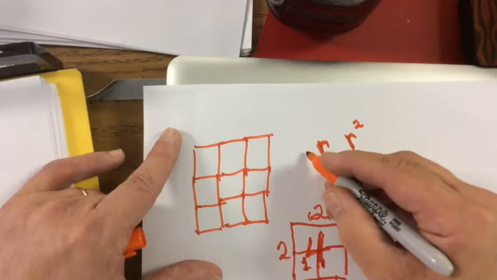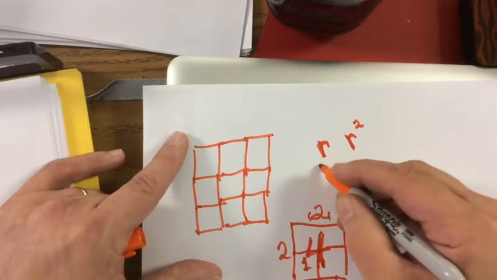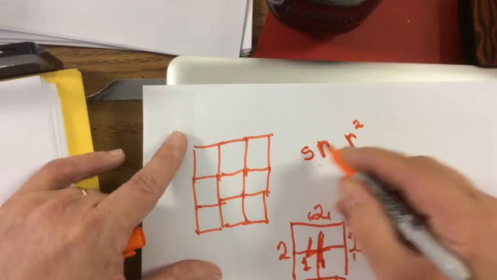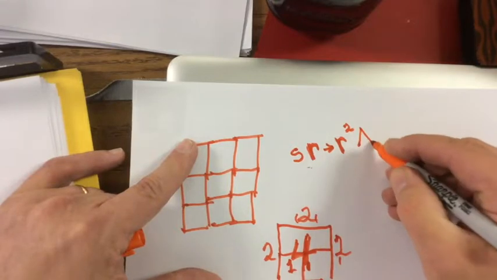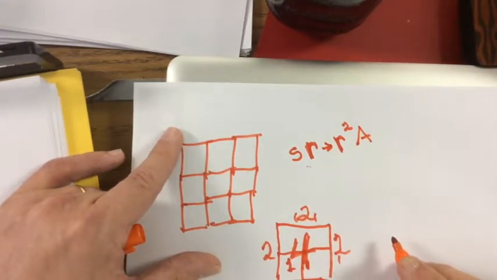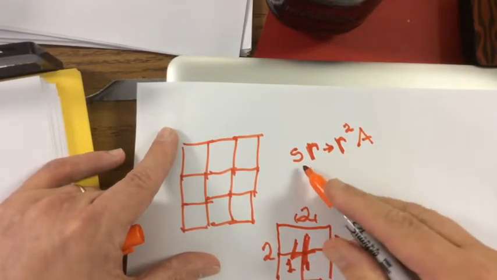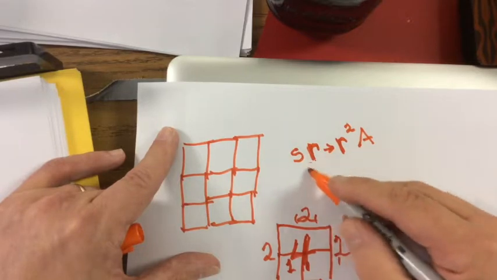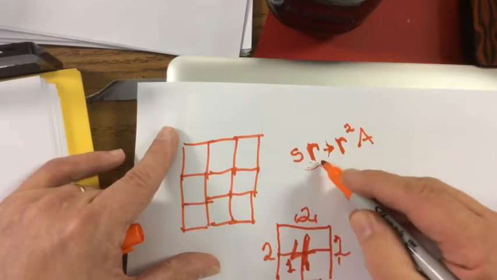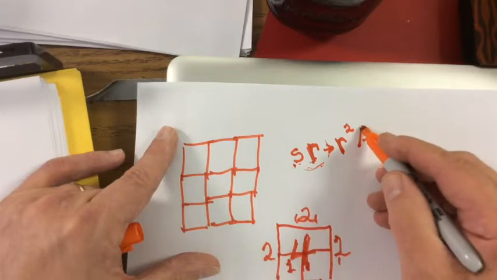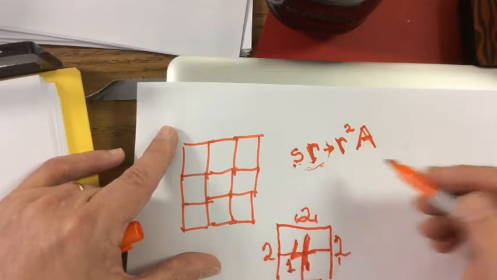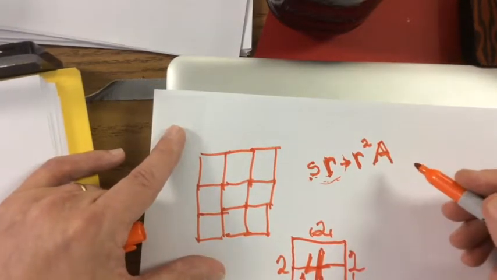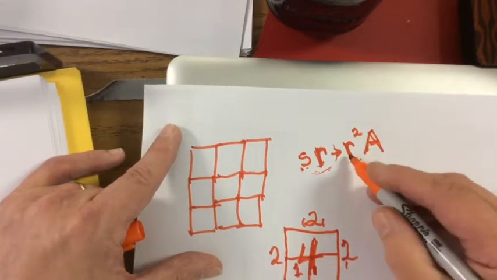Whatever the original side length is, if I multiply that by r, then I'll be multiplying the area by r squared. S is the side length. R is the ratio. So in similar figures, where all of the sides are multiplied by the same ratio, if you have 2 similar figures, their areas won't have the same ratio. They'll have the ratio squared. The ratio between the two areas will be r squared.